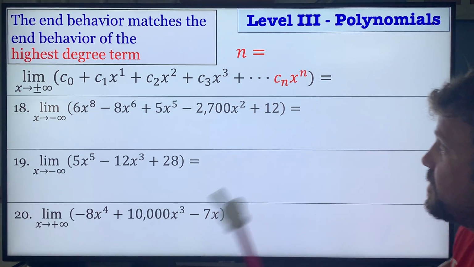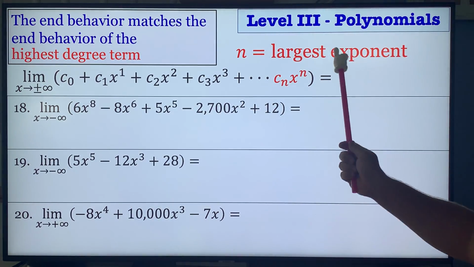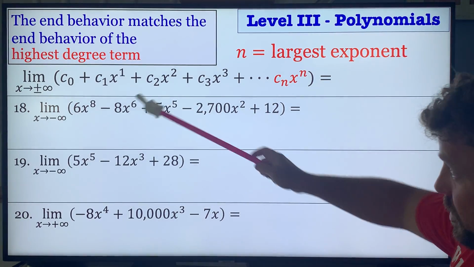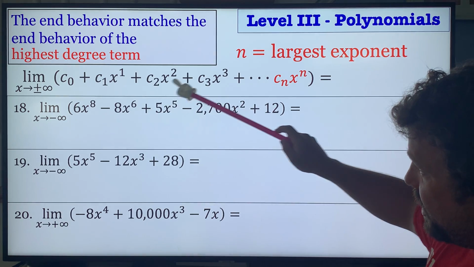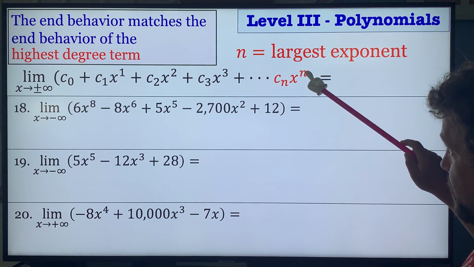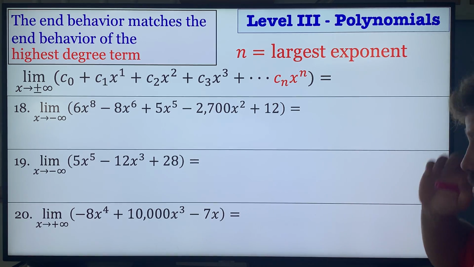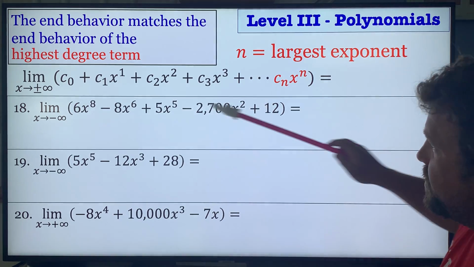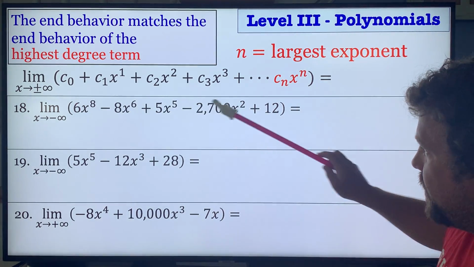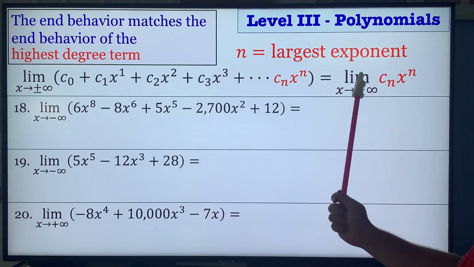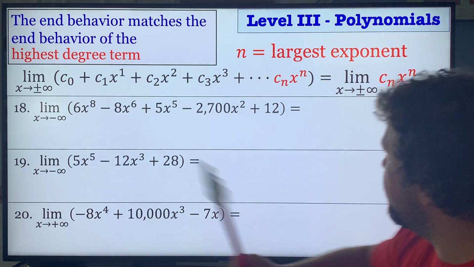This is L'Hopital's rule. So n right here is the largest exponent. The largest exponent is the highest degree term. So these c's are just constants, and then x's to all these powers, you go in ascending order. Whatever the highest one is, that's the constant you attach. So, very simple concept here. Which one of these terms is the highest? 8, 6, 5, 2, or nothing? 8, right? So all you do is you take this and you just get rid of everything else.